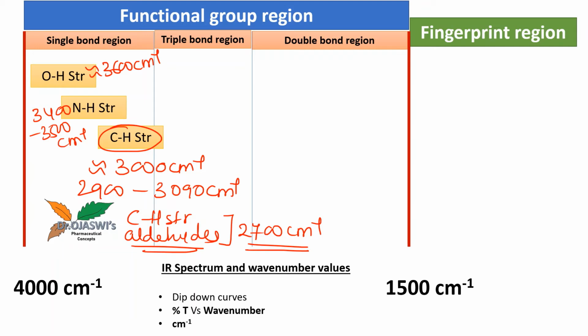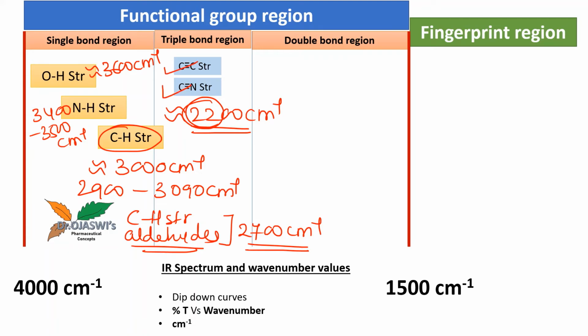This we have to remember because it is a very characteristic value at which the peak of aldehydic CH appears. Now in triple bond region, the peak of C triple bond C stretching and C triple bond N stretching appears around 2200 centimeter inverse. Again very characteristic. Whenever you see a peak around 2200 centimeter inverse, that could be because of C triple bond C stretching or C triple bond N stretching. So based on the molecular formula we can further identify whether it is C triple bond C or C triple bond N.